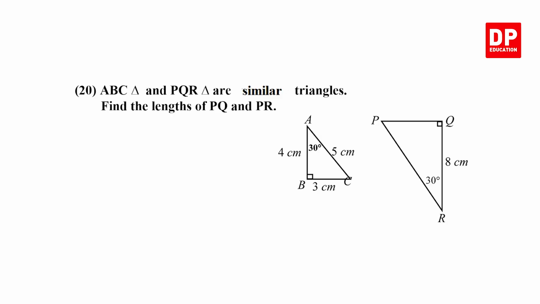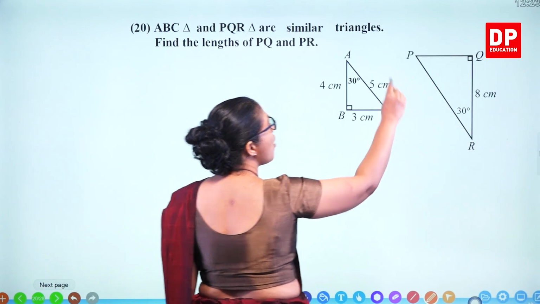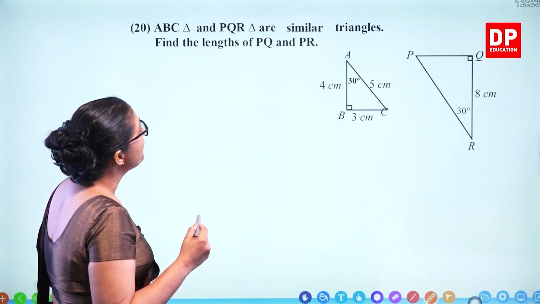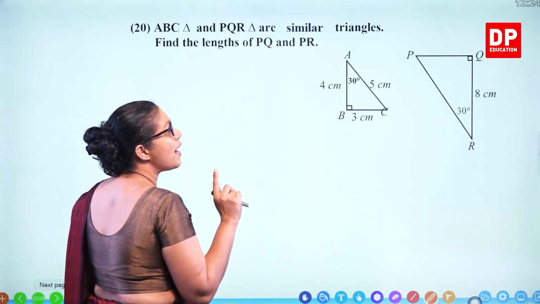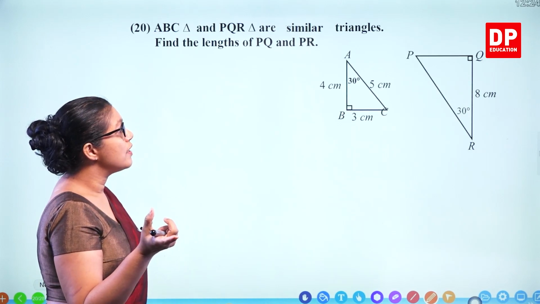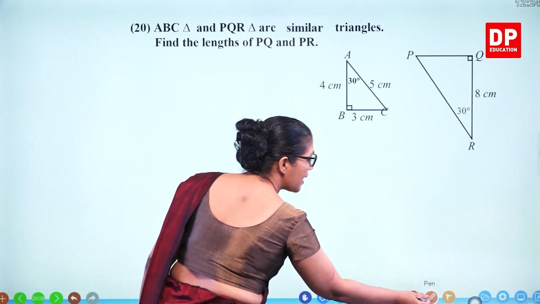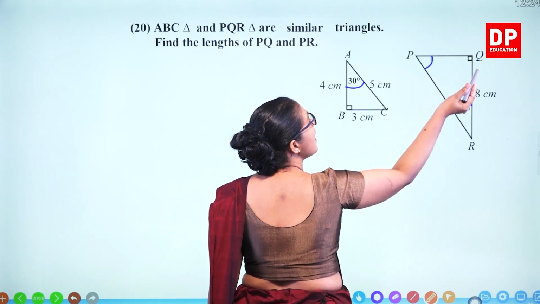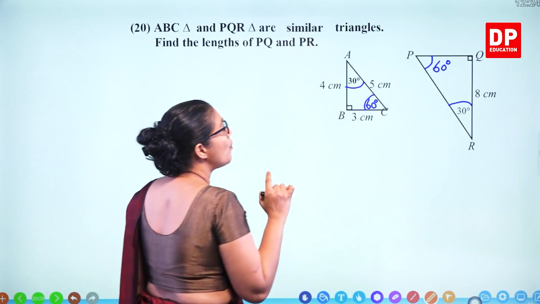Question number 20. Triangle ABC and triangle PQR are similar triangles. Find the lengths of PQ and PR. So you are asked to find the lengths PQ and PR. So what can you do? Similar means you get the same angles, but the lengths are different. So the ratios are equal. So what can you say about these angles now? This is 30, this is 30. So this becomes 90 minus 30, so 60. This is also 60. Now we'll take the ratio.